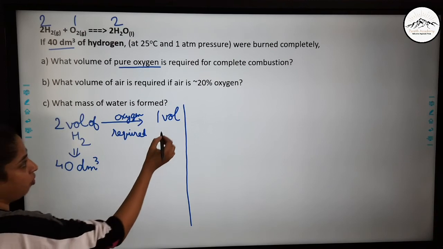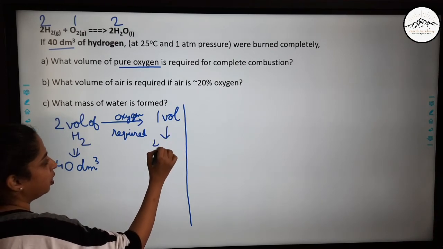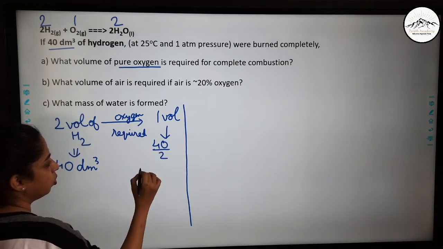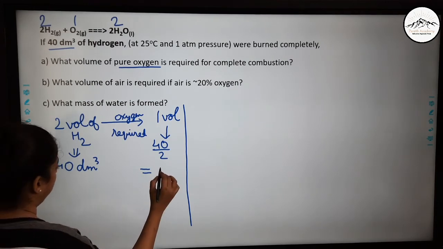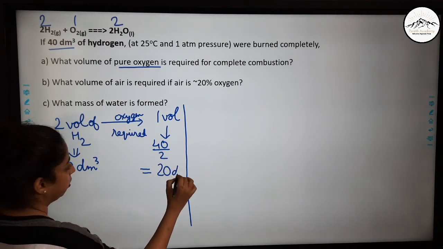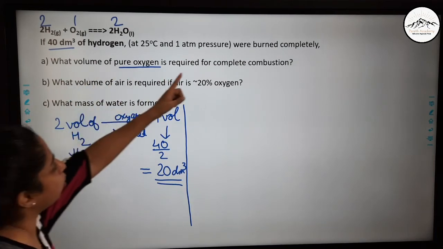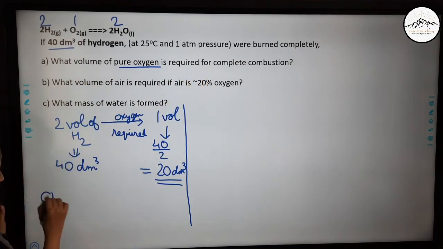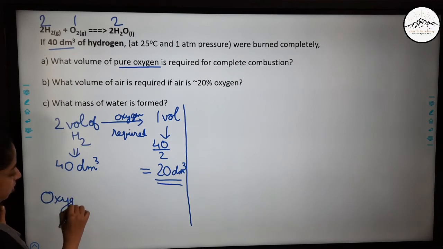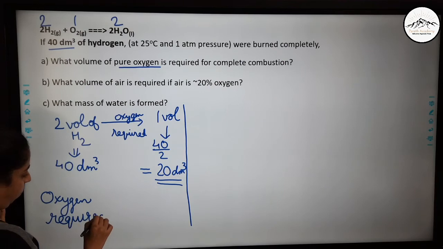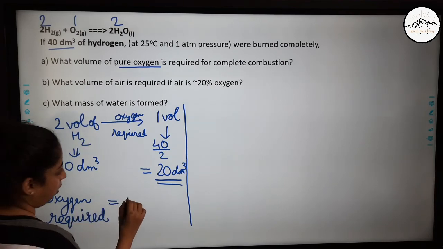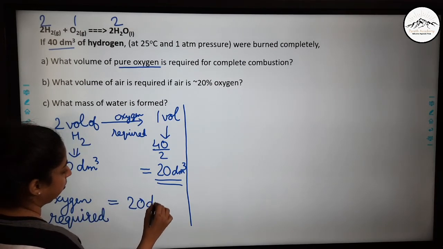Right. So 1 volume will correspond to 40 divided by 2. So it will correspond to 20 decimeter cube. So our first answer is, what volume of pure oxygen is required? So oxygen required is 20 decimeter cube.